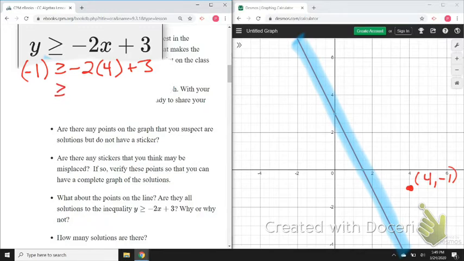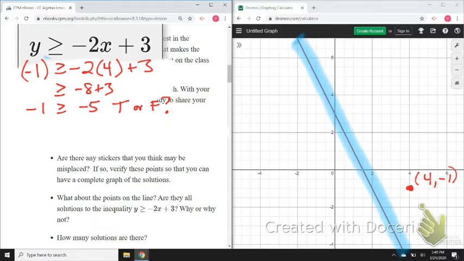Okay, I get negative 8 plus 3. That's going to be a negative 5. So I have negative 1 on the left, greater than or equal to negative 5. And we're going to ask ourselves, is this true or false? Is negative 1 greater than or equal to negative 5? Well, there's only one way to find out. Let's put it on a number line.